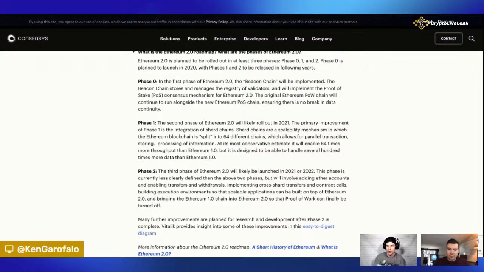I have a quick question for you though, while we're on this phase 0 and 1 here. Proof of stake chains. I know, for example, Tezos is a proof of stake chain. What other proof of stake chains are out there currently?